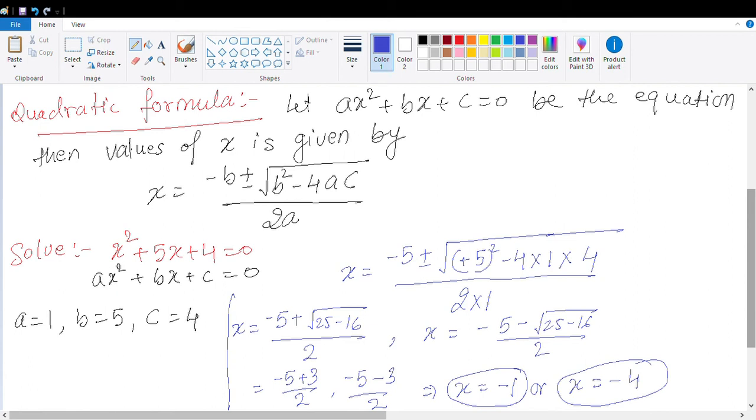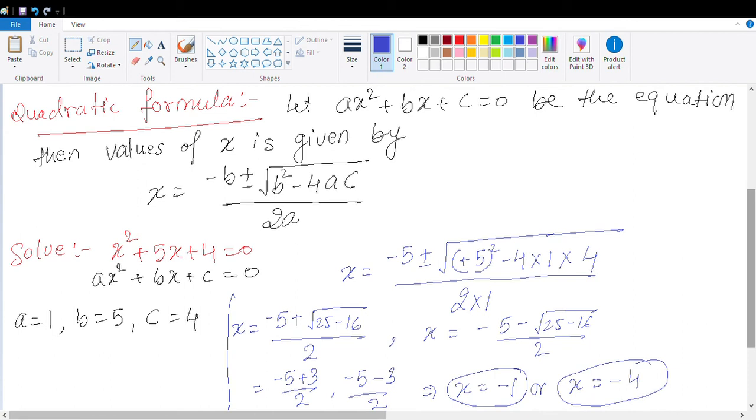Make sure that you are writing the terms of the quadratic polynomial in descending order of their power. Okay, that means first you write the power of 2, then power of 1, and then power 0, that is the constant term. Then you find the values of a, b and c, apply them in the formula, and then you get the answer.